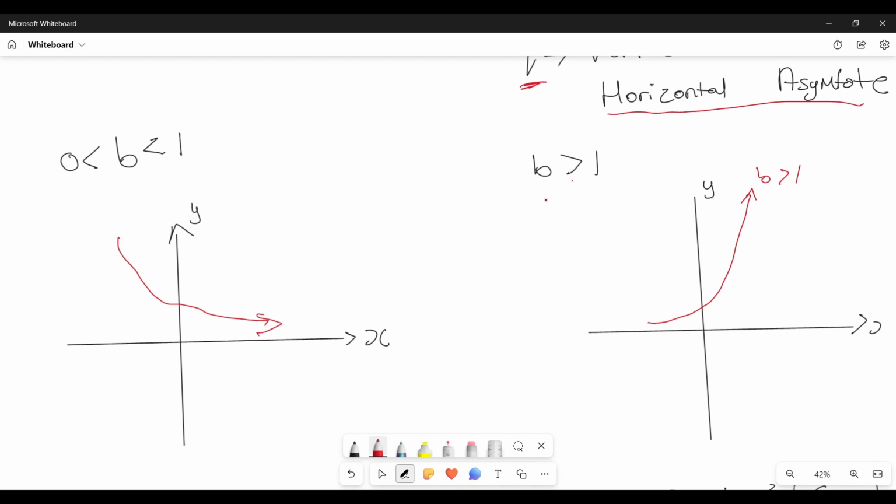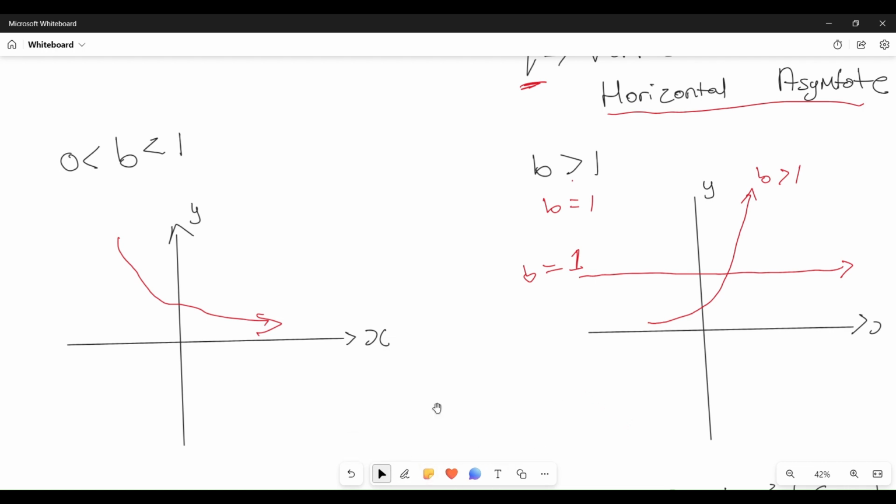So now, what if our b equals 1? Then remember that if you raise 1 to any number, it will always remain as what? As 1. So now if b equals 1, then our function will always be constant. That's where b equals what? It equals 1.